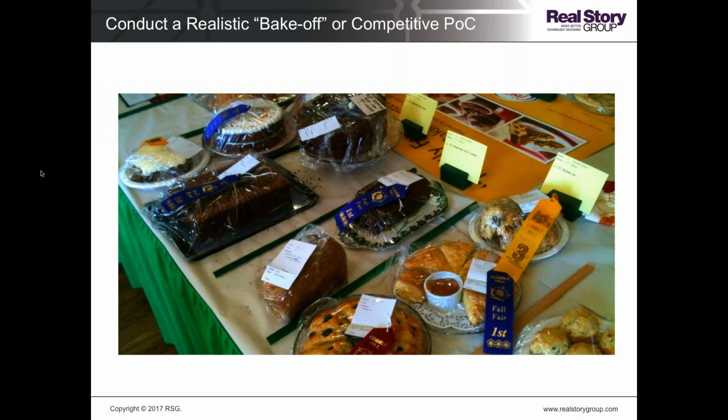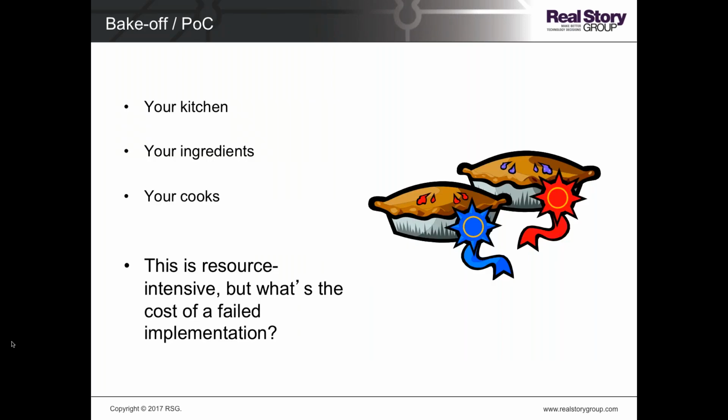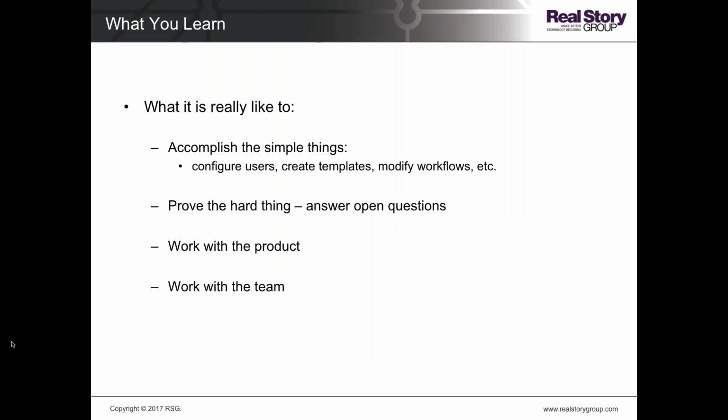So instead, what we recommend is, when you winnow down your choices to your finalist, or ideally your final 2, that you conduct as real as possible what is sometimes called a bake-off or a competitive proof of concept. The idea here is you make this proof of concept as real as you possibly can. You want to mimic a real implementation process as much as you can.